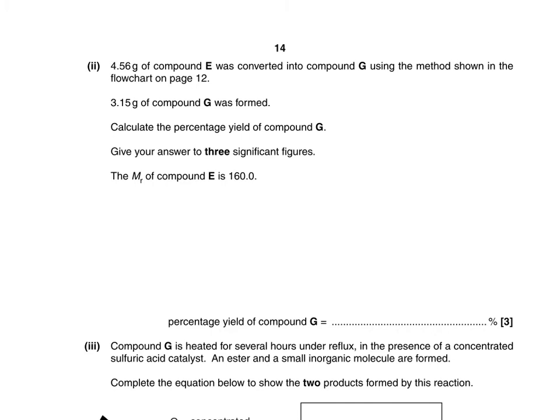So we have 4.56 grams of E converted into G using the method on the previous page. We form 3.5 grams of G and we need to calculate the percentage yield. We've got the molar mass of E just to make our lives slightly easier. So 4.56 grams of E, if we divide by the molar mass, will give us the number of moles of E.